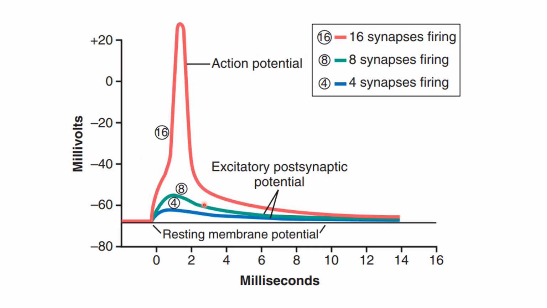This graph shows that the higher the number of excitatory postsynaptic potentials, the more the chance of reaching an action potential. For example, this blue one is a summation of 4 synapses, whereas the green one is 8 excitatory synapses, and the red one is 16 excitatory synapses that are summated and then result in an action potential in that neuron.